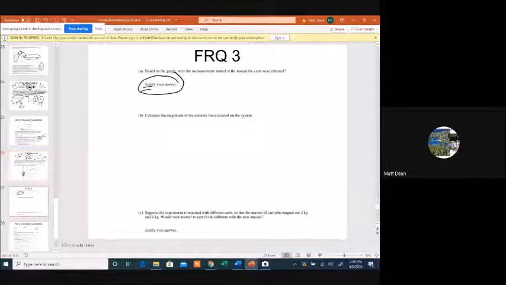So let's go back to the question, were the measurements started at the instant the carts were released? Well, the answer has got to be no. And we know that because both carts had non-zero momentum at time 0.